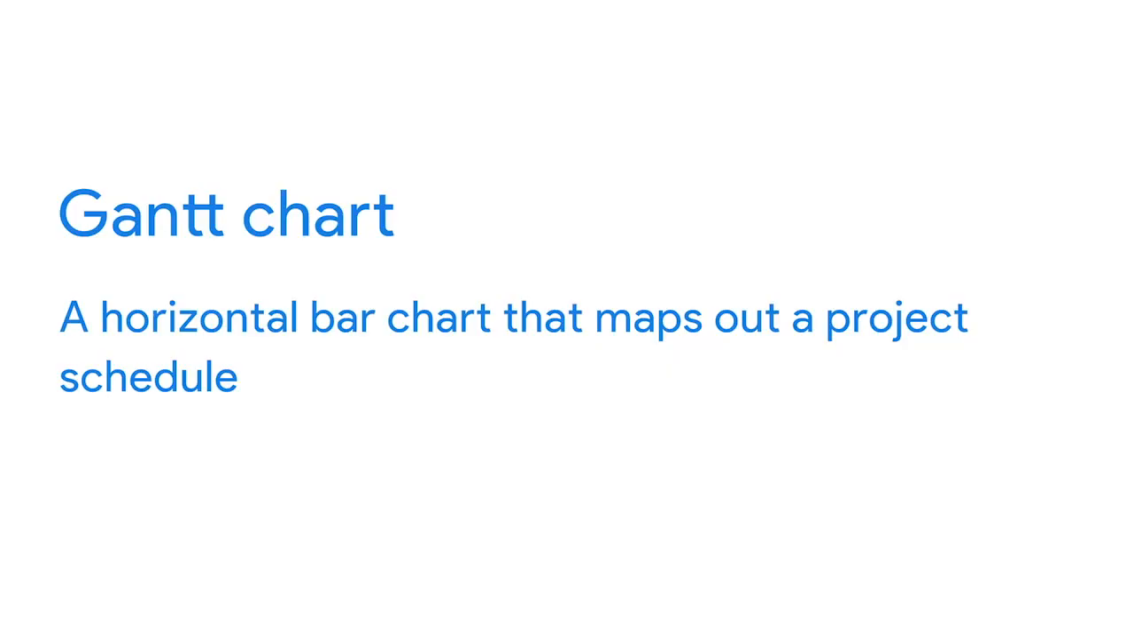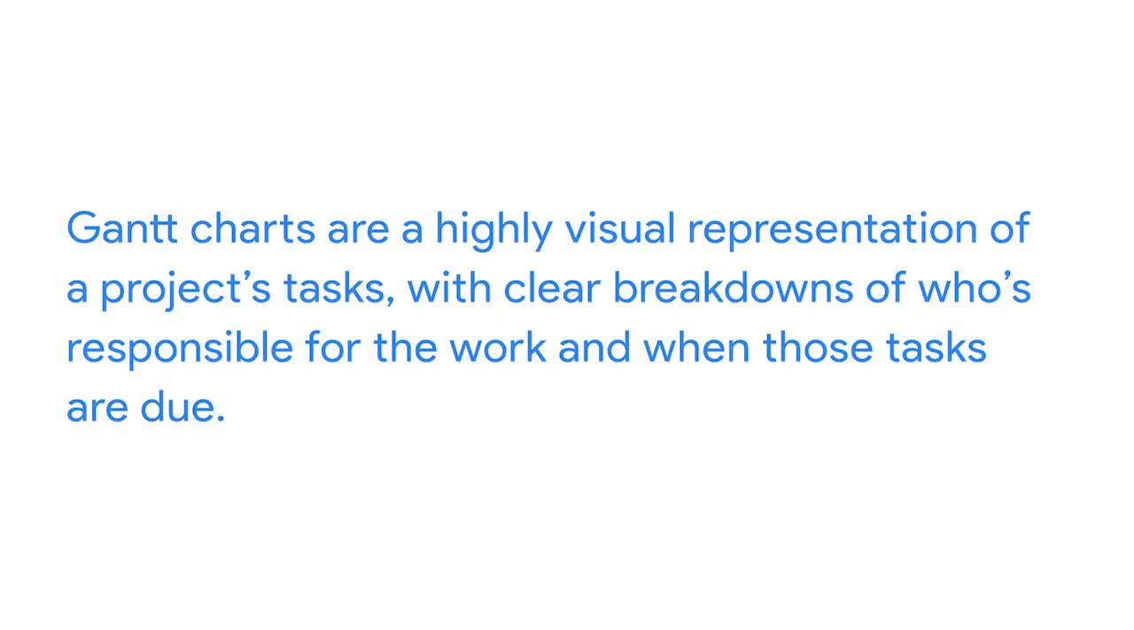There are many helpful tools that you can use to create a project schedule, but let's focus on one that we sometimes use here at Google called a Gantt chart. A Gantt chart is a horizontal bar chart that maps out a project schedule. Fun fact, the chart gets its name from American engineer Henry Gantt, who helped popularize the chart in the early 1900s. So, why did people working in project management find this chart useful? Well, it's a highly visual representation of a project's tasks, with clear breakdowns of who's responsible for the work and when those tasks are due.